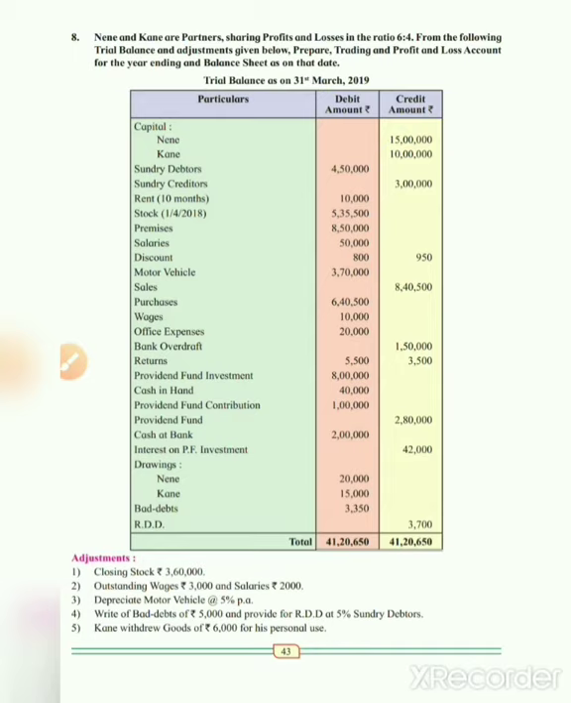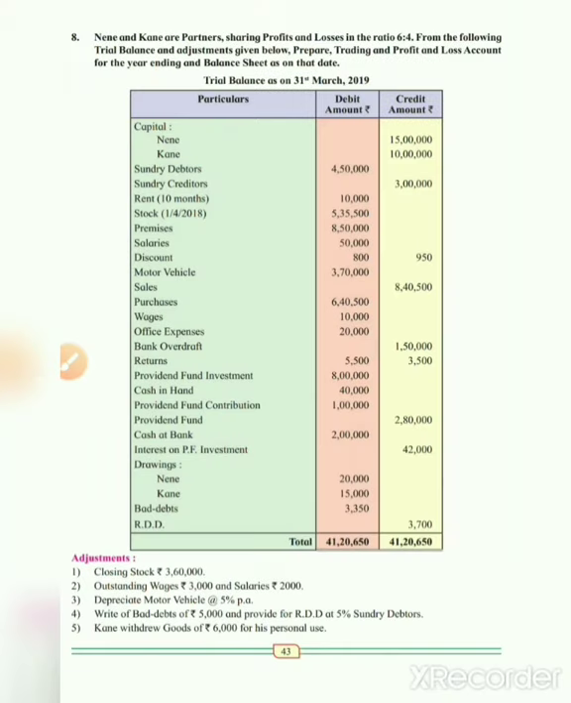See friends, in this problem 4 new items are given to us. Provident fund investment, provident fund contribution, provident fund and interest on provident fund. Actually these are not very new concept to us. Firstly let us understand its meaning, then we will see its posting. See, provident fund means a fund created by firm for the welfare of its employees.